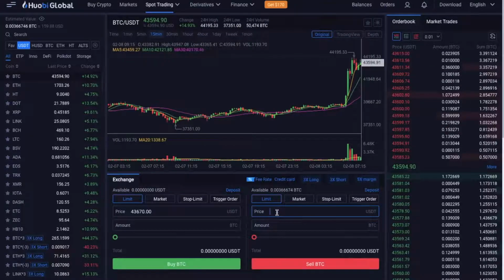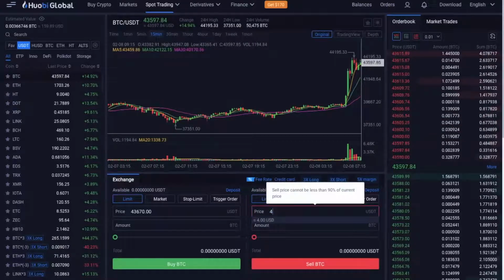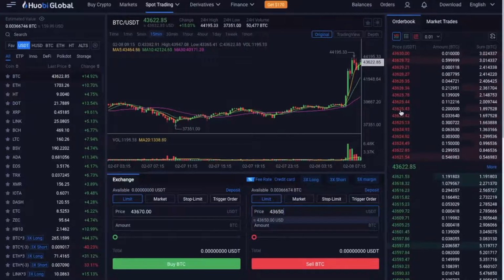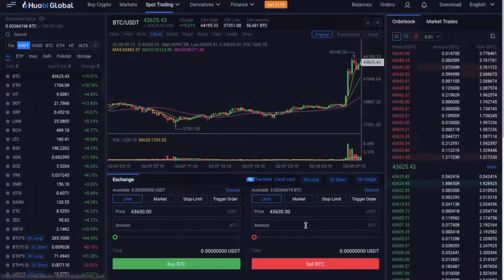And the first thing we're going to do is put in the price that we want to sell at. And you can manually enter in the price into here, or you can select a price from the order book and edit that to help you to reduce any errors. So now we're saying that we'd like to exchange BTC for USDT, and we've entered the price that we'd like to sell this at.